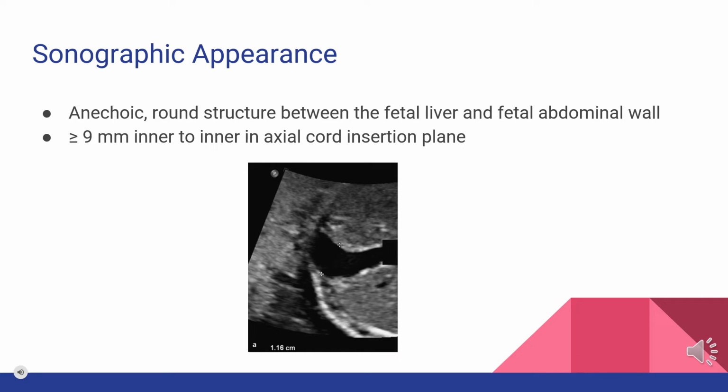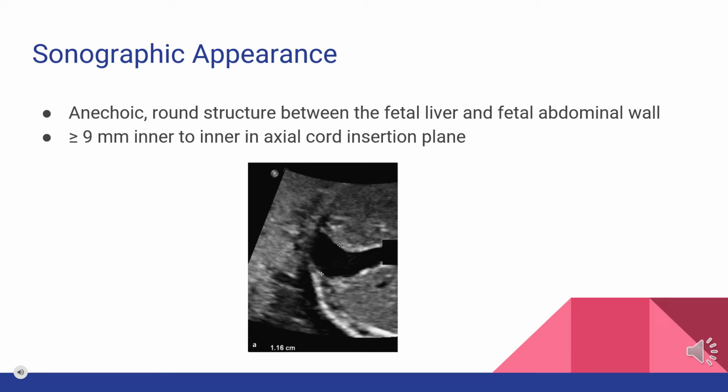I will talk a little bit about the role of sonography in FIUVV. Ultrasound plays an important role in the diagnosis of FIUVV. As Sara said, FIUVV is the focal dilatation of the umbilical vein. It can occur extra-abdominally, but is most likely seen intra-abdominally. In ultrasound, it appears as an anechoic, round structure that is continuous with the vein. Usually the dilatation is seen between the fetal liver and fetal abdominal wall.